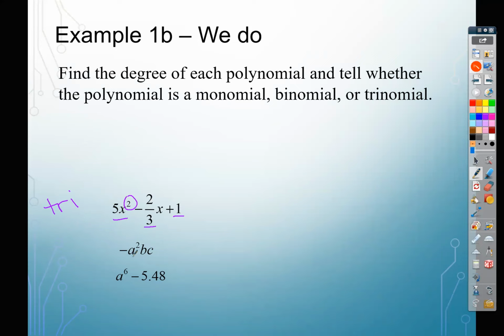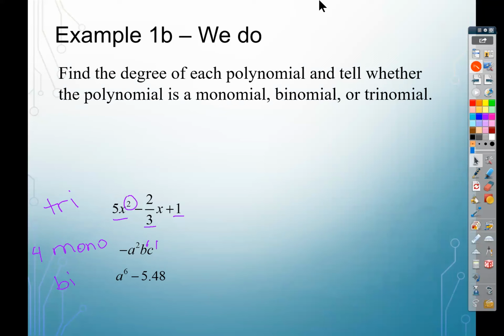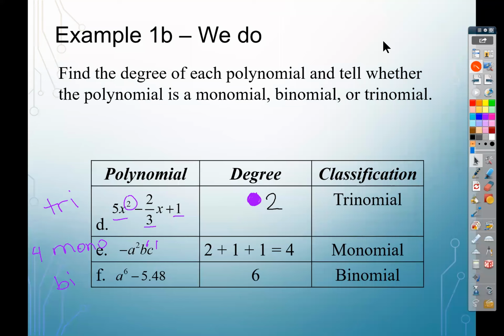Okay, on -a squared bc, that's a monomial because it only has 1 term. And the degree would be 2 plus 1 plus 1, so we would say it's a 4th degree. Okay, and then on a to the 6 minus 5.48, it is a binomial because there's 2 terms and the degree is 6. So you can see we filled out a table and we listed all the degrees and classifications.